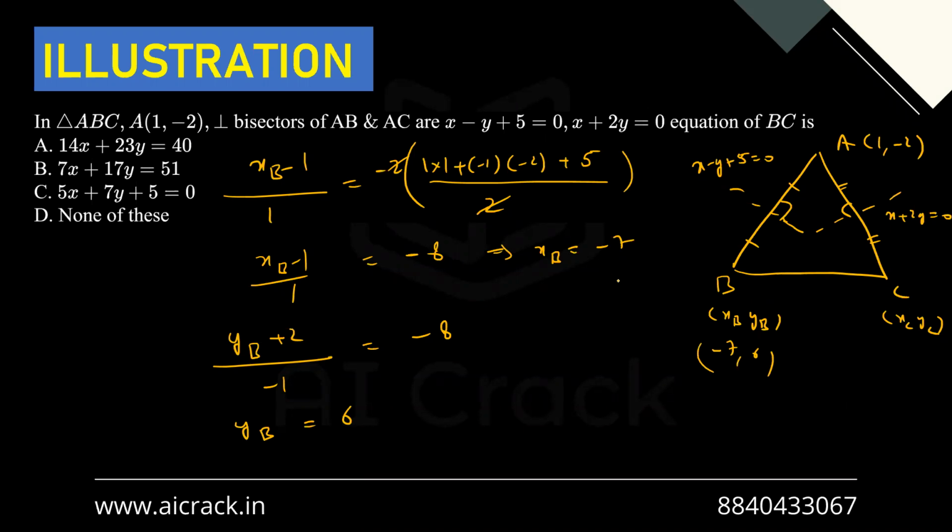And now since you have got the coordinates of b and c, you can basically use the 2-point form to find out the equation of bc, right? So this is how you have to do it.